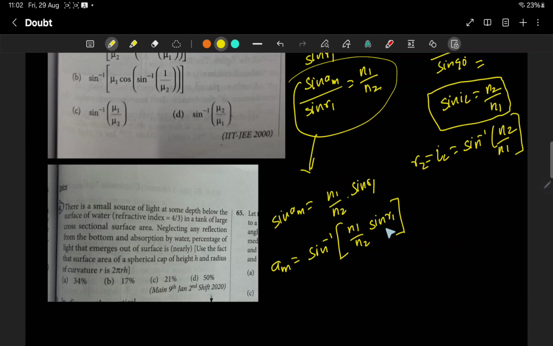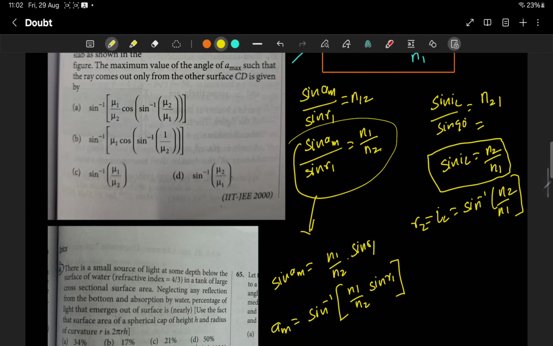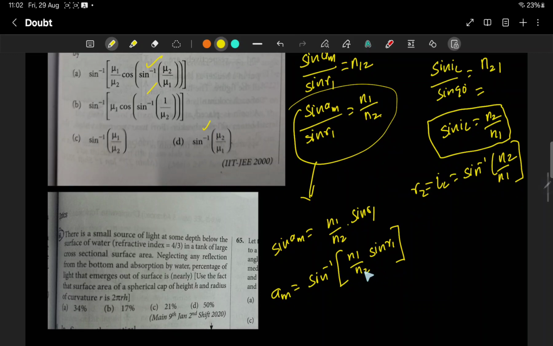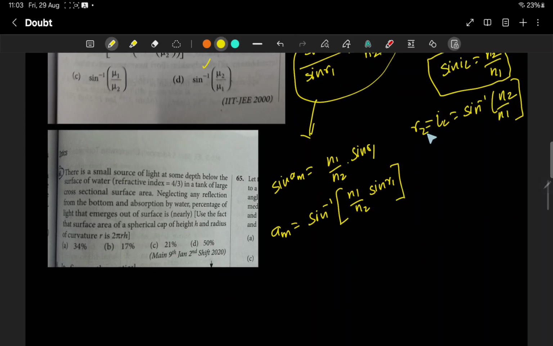Here if you see, this is sine inverse of N1 by N2 times something, but the options are not in this format. We have to change this in terms of sine inverse. For that this will be very useful. I know R1 and I know R2, so try to change R1 in terms of R2, then we can incorporate it into this equation. That is how it can be done.